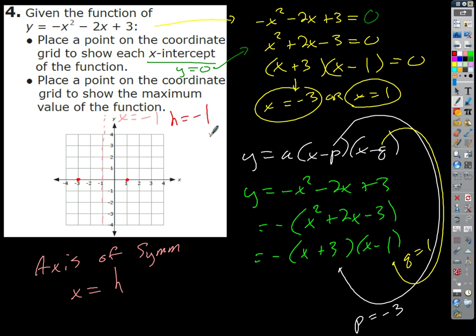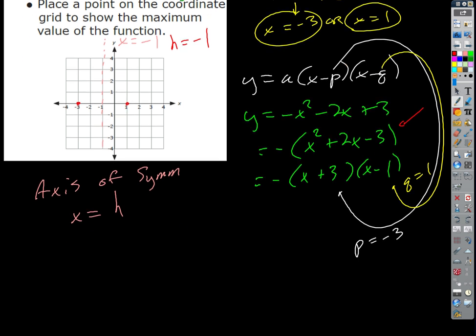How do I find k if I know h? Plug it in. I'm finding a y value when I know an x value, so I'll plug it in. I can either plug it in here, or I could plug it in right here. Take your pick, it doesn't matter. I think we already did that earlier anyway. So if I plug it in, how about if I just plug it in right here?